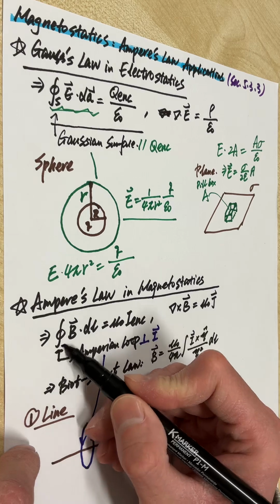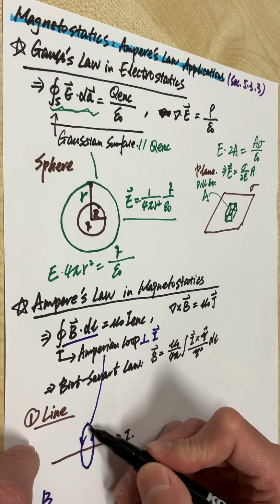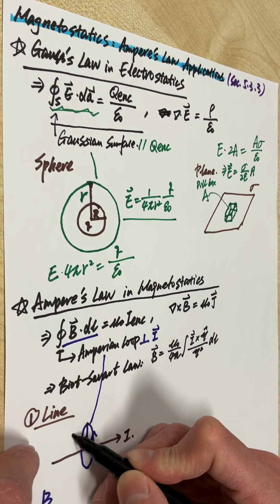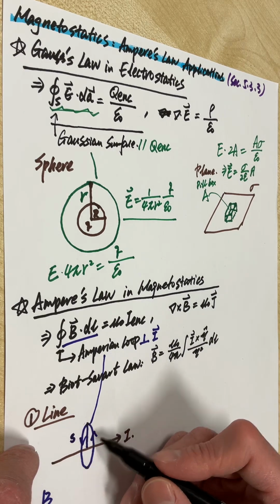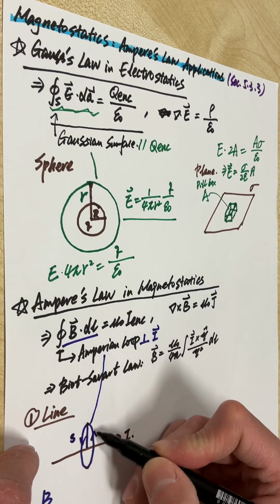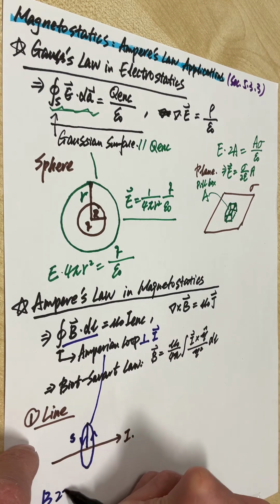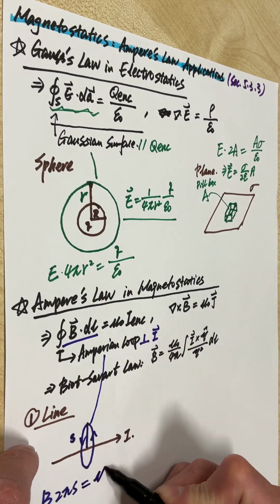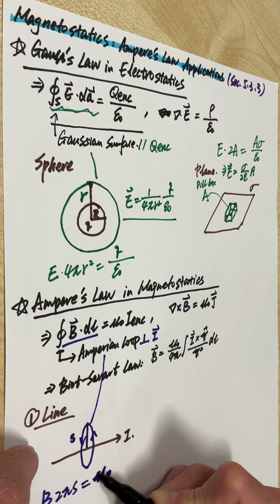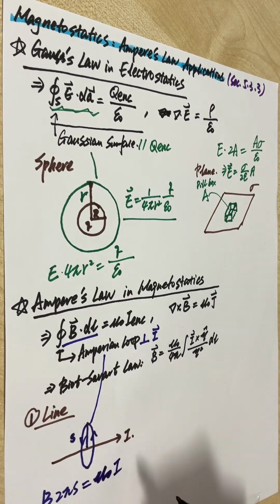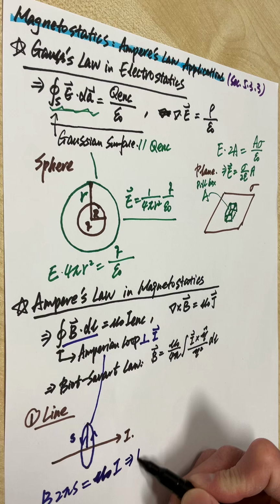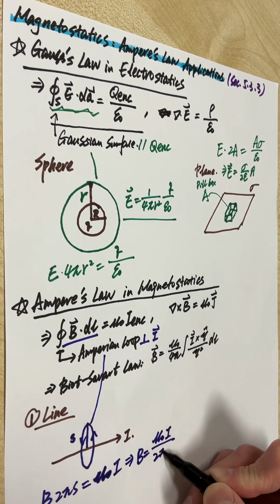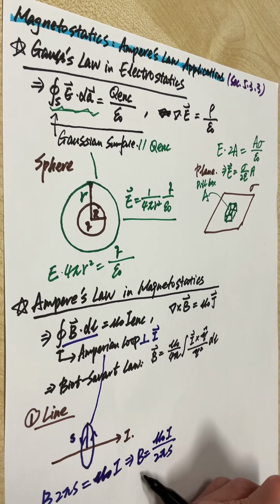So on the left hand side here, we have B. If the distance to the circuit we denote as S, we have the whole closed loop length equal to 2 pi S, and this equals, on the right hand side, we just have mu zero I. Okay. So B equals mu 0 I divided by 2 pi S.